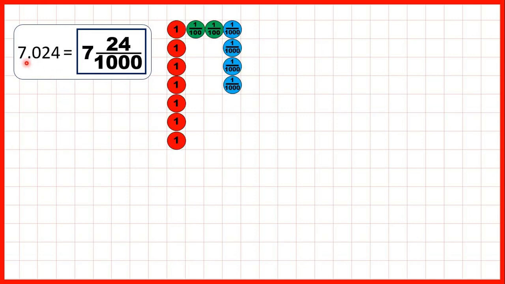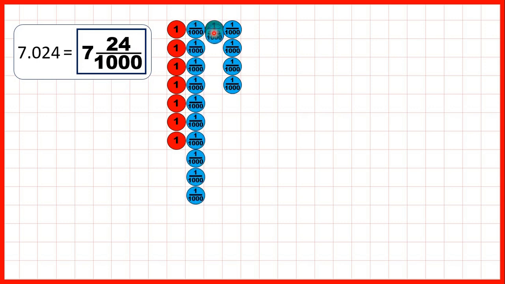So let's take a closer look at 7.024. That's 7 ones, 0 tenths, 2 hundredths, and 4 thousandths. But that's the same as 7 and 24 thousandths, because remember, each of these hundredths can be exchanged for 10 thousandths, so that gives us 24 thousandths in our mixed number.